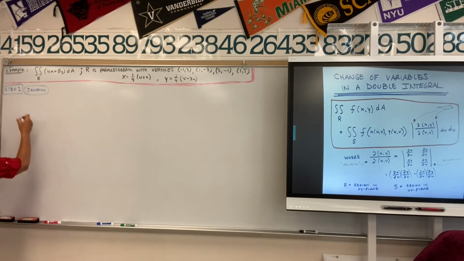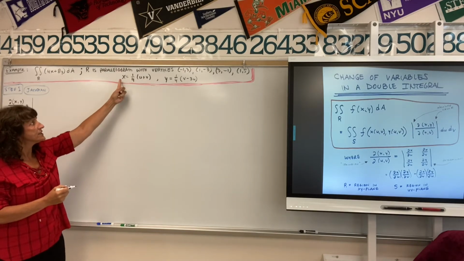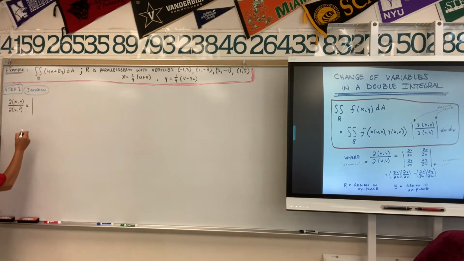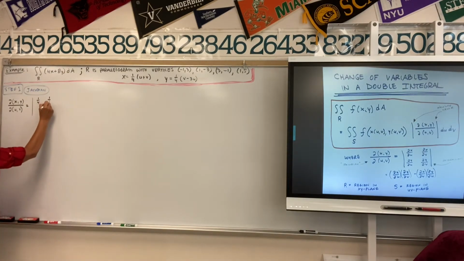So for the Jacobian, I'm going to take the partial derivatives of x and y in terms of u and v, and I'm going to find the determinant of the partials. I want to take my x equation first in terms of u and v. I want to get the partial with respect to u first, so that's going to give me 1/4. And then I want to get the partial with respect to v, and that's going to give me 1/4.